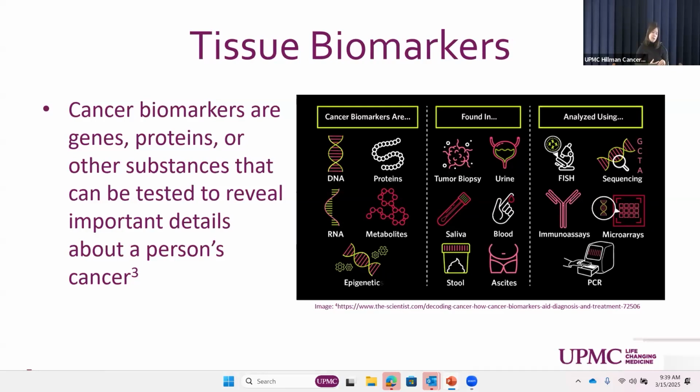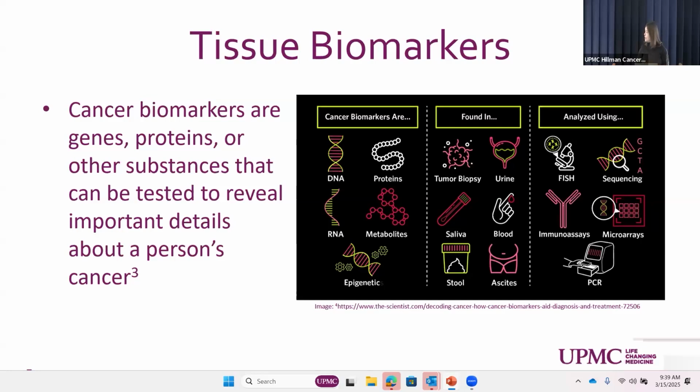The American Cancer Society defines biomarkers as genes, proteins, or other substances that can be tested to reveal important details about a person's cancer. So these are things like proteins, DNA, metabolites, cytokines. All of these different things we can find in the various tissues that we've already talked about: tumor, blood, stool, saliva. All of these things, we can see the biomarkers in.